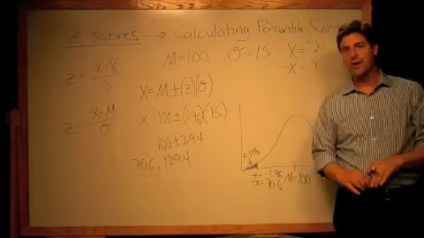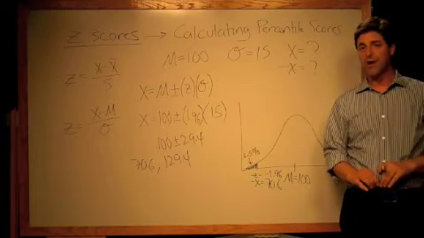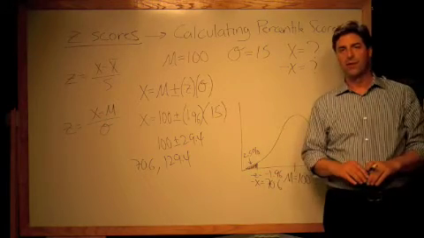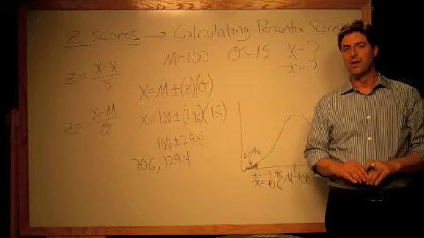So to wrap words around it, I would say the scores that mark the extreme 5% of this normal distribution are 70.6 and 129.4 on an IQ test.